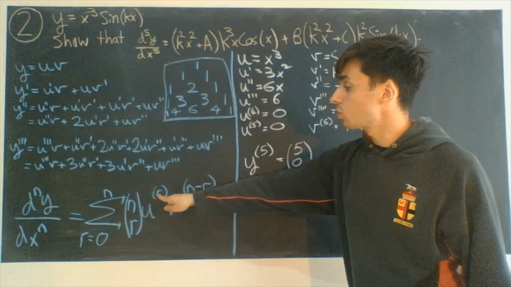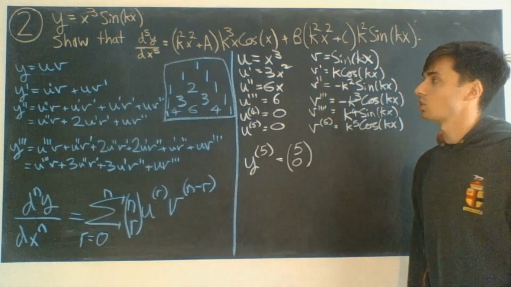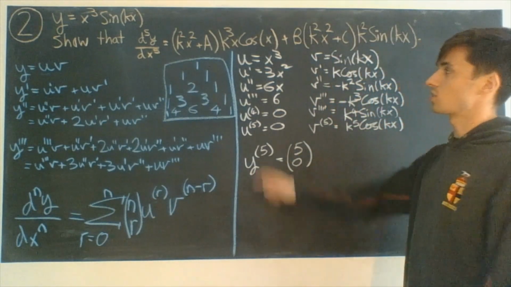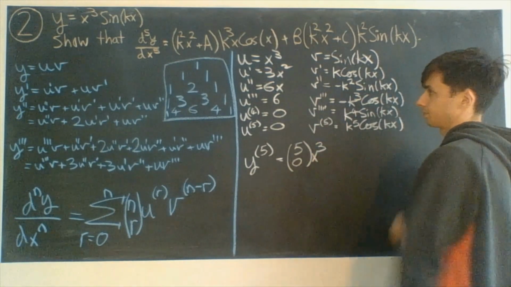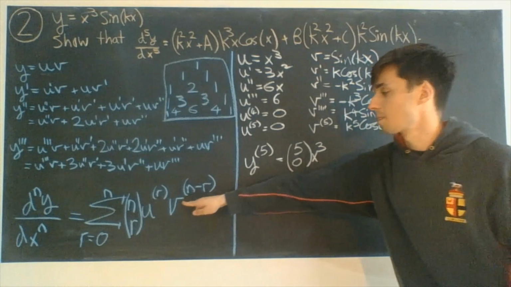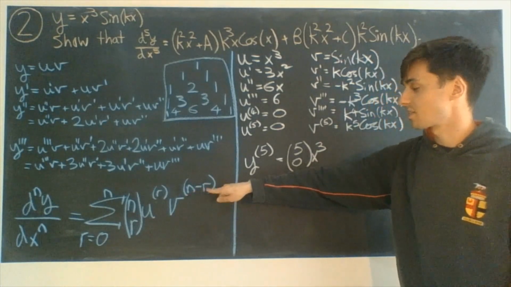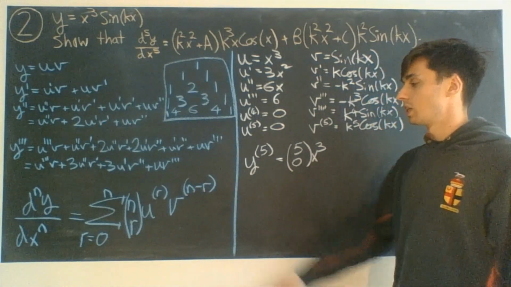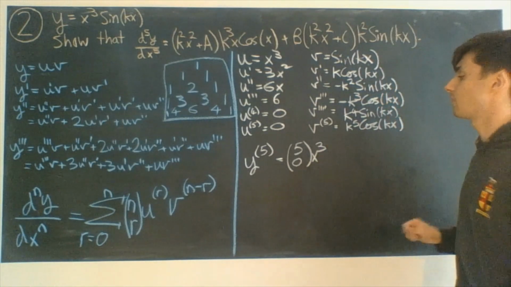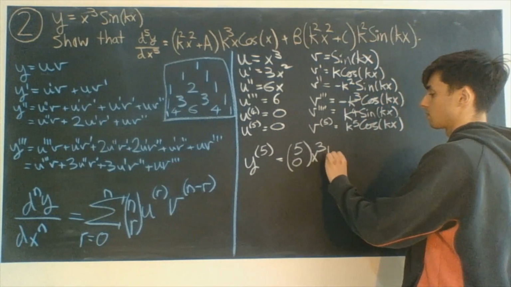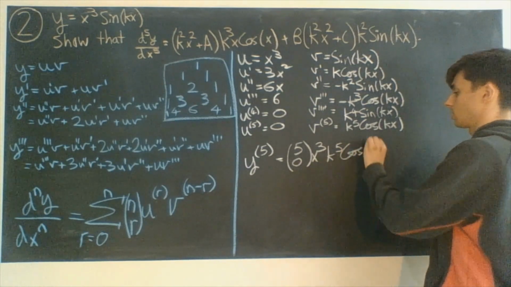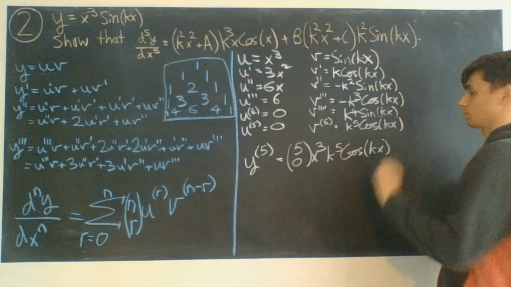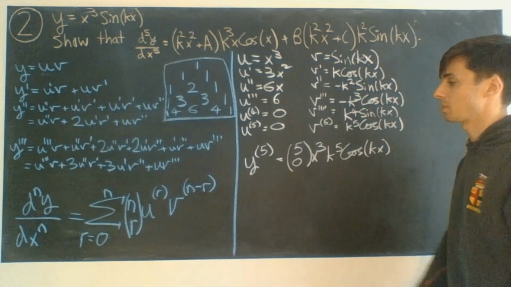This will be u0. We haven't even differentiated u, we've just got x cubed, and we want v to the 5 minus 0th derivative. So that's just the fifth derivative of v. So this is k to the power of 5 cosine kx. That's the first term in this sum.